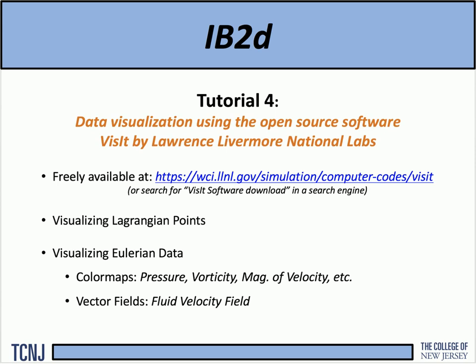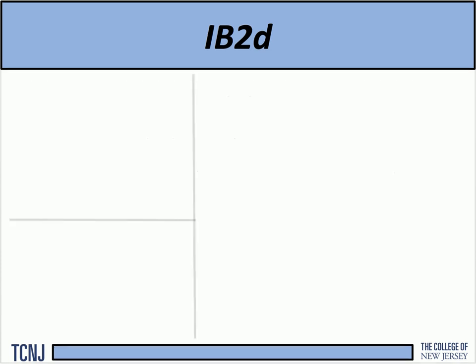In this tutorial in particular, we will focus on visualizing the Lagrangian structure or Lagrangian points as well as the Eulerian data. Remember, all this data is being saved when we run an IB2d simulation and we get the choice of what type of data we wish to save, which is found in the input2d file.